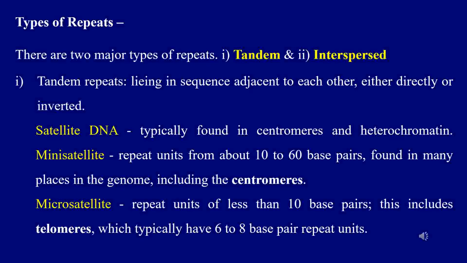So, types of repeats are two: basically, these are tandem repeats and interspersed repeats. Under tandem repeats, the satellite DNA may be mini satellite or microsatellite. Mini satellites are the repeat units which vary from 10 to 60 base pairs in length and found in many places in the genome, including the centromeres. Whereas microsatellite repeat units are comprised of less than 10 base pairs. These include the telomeres.